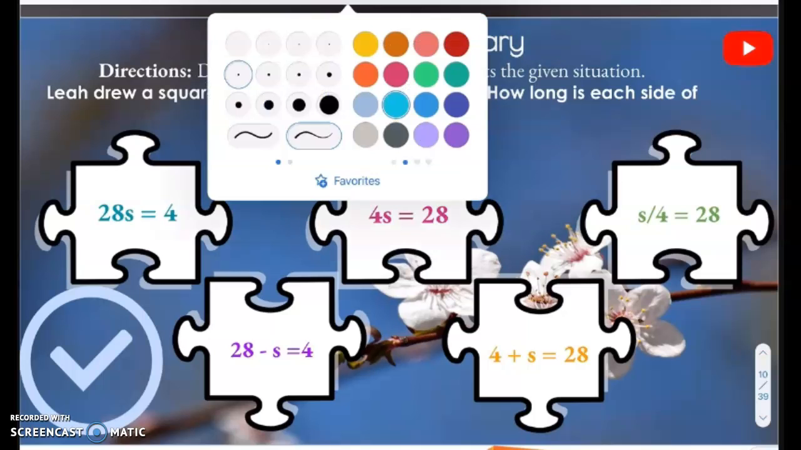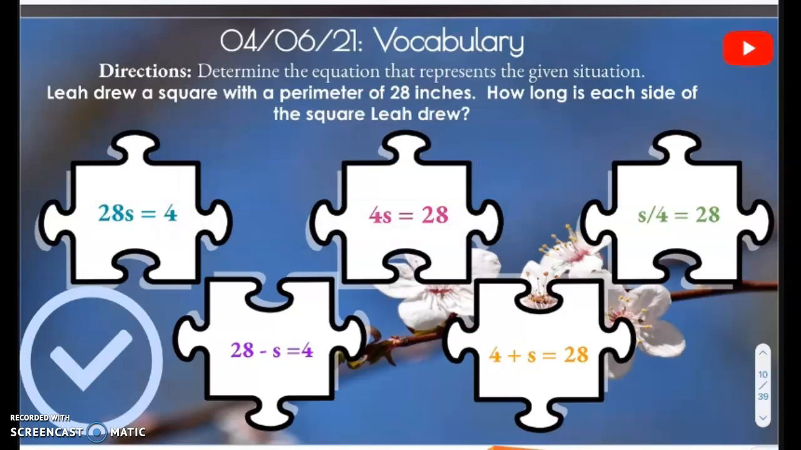So we can notice that she drew a square. Okay, it's not really a square. She drew a square. That's better. There we go. The perimeter means the outside. She said the perimeter is 28 inches total.